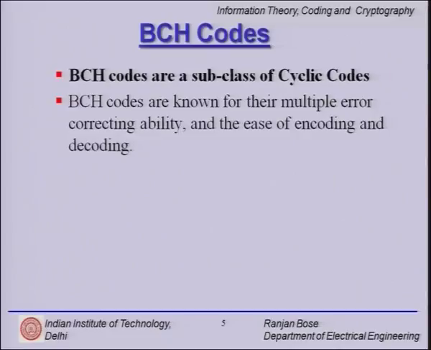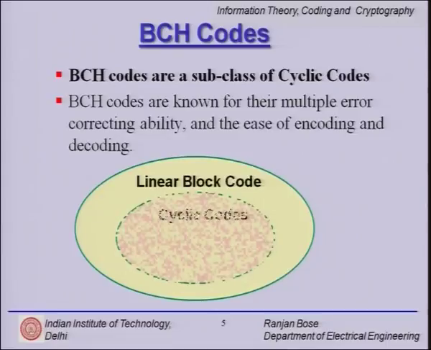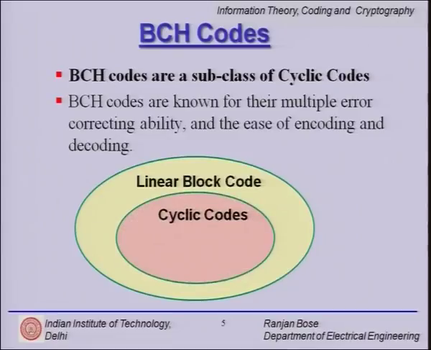So, very quickly, BCH codes are a subclass of cyclic codes, which are themselves a subclass of the linear block codes. So, all the theory we have developed for linear block codes and cyclic codes is applicable for BCH codes. At the same time, we can have more efficient techniques specifically geared towards cyclic and BCH codes.